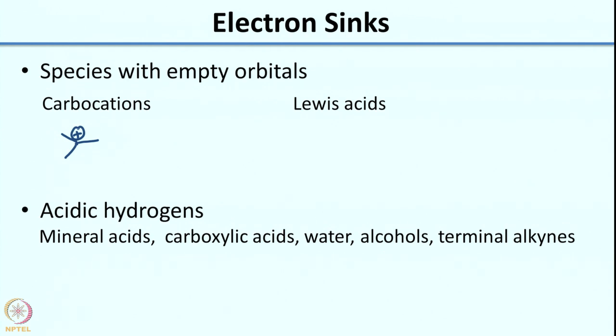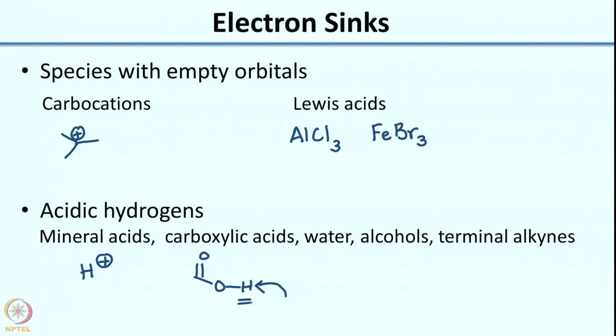Other examples are Lewis acids. So you can have AlCl3. You can have Lewis acids which are also good electron sinks. Other sinks are mineral acids. So these are sources of H+, carboxylic acids. Here again, you can think of a species which would grab the proton from the carboxylic acid, water, alcohols. In all these cases, now that we have sinks, as you see, the arrow is what is coming towards the sink. So you can have species that grab the hydrogen from an alcohol, and also terminal alkynes.